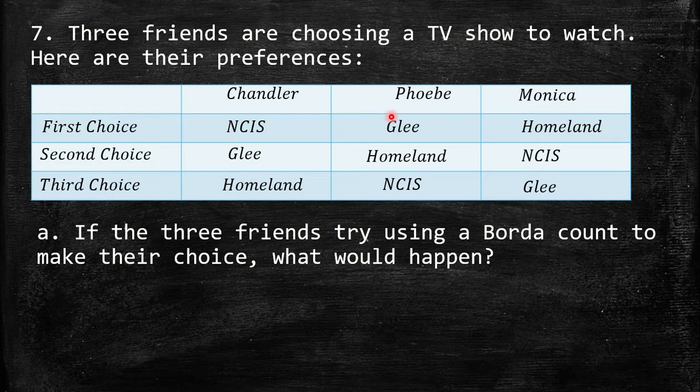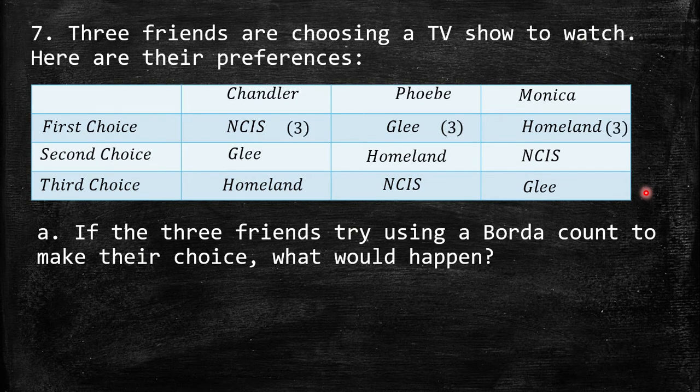Then, seventh question. Three friends are choosing a TV show to watch. Here are the preferences: Chandler, Phoebe, and Monica. So we have the first options. For example, for Chandler it is NCIS, Glee, then Homeland, and then we have the other characters. The first question: if the three friends try using a Borda count to make their choice, what would happen?